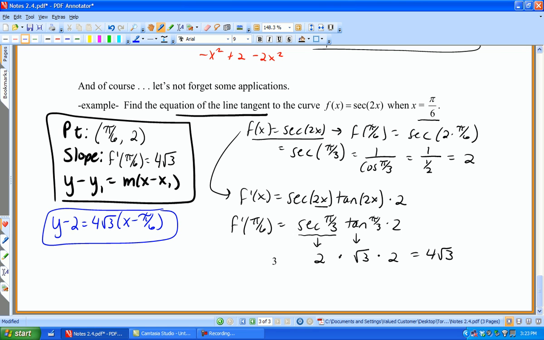All right, that was section 2.4. You should now go on and try problems out of the book on that section to make sure you've got chain rule down.